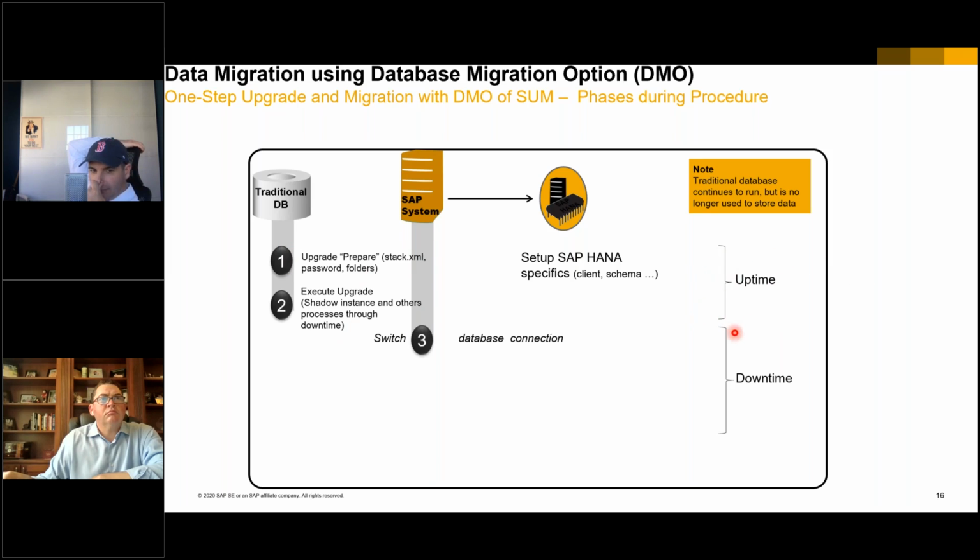That is the best feature of this tool: everything is happening in the uptime. So our business users can run their transactions while this DMO process is running. It's only when we switch our database system from the traditional Oracle or DB2 based system to a HANA based system that we will say it's now a downtime. Business continuity will have to stop for a certain amount of time.